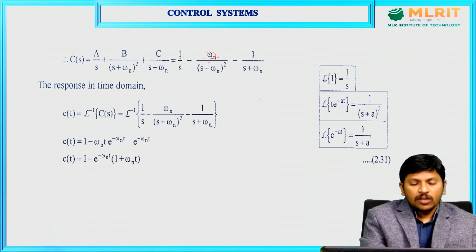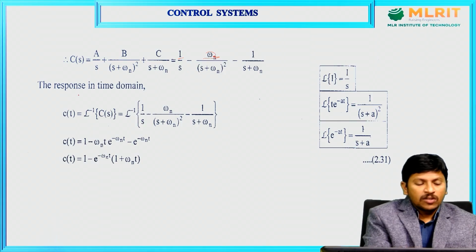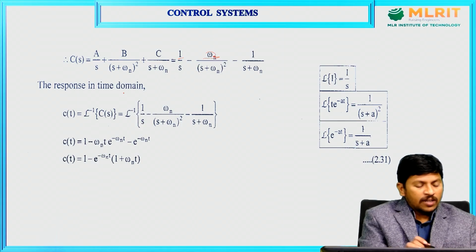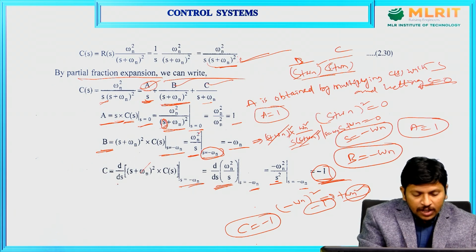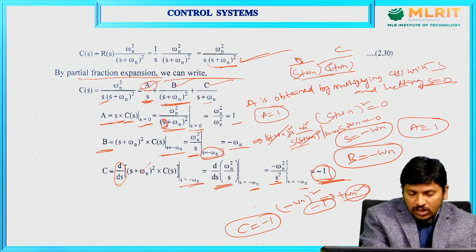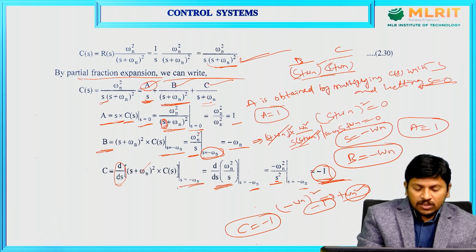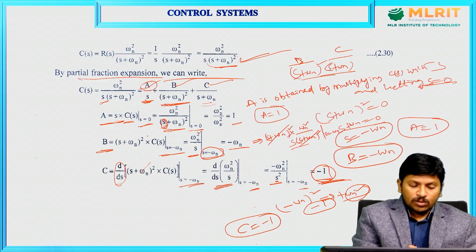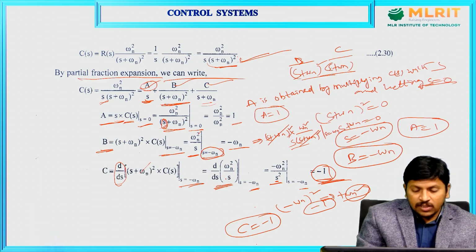1 by S minus omega n minus 1. So the response in time domain. See here, differentiating this third term, because it is involved in the second term also, S plus omega n square is already there, but here we are going to consider S plus omega n for differentiating that equation, by differentiating with respect to S plus omega n square into this term. Again this value is just simply written.